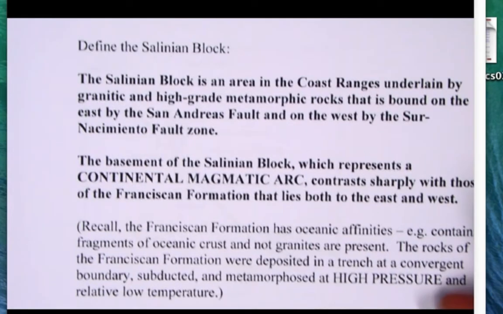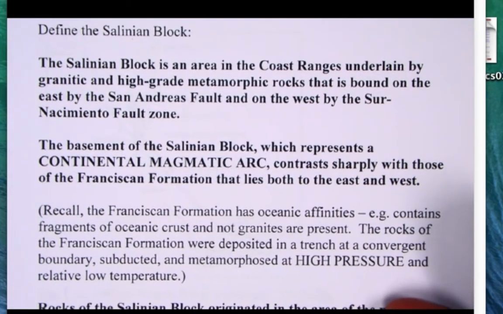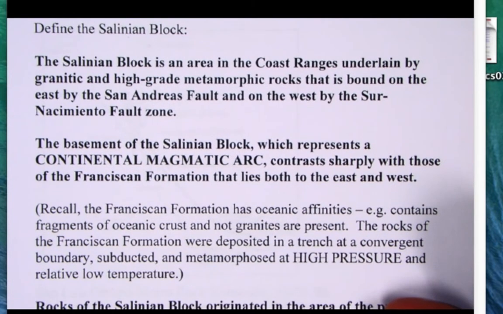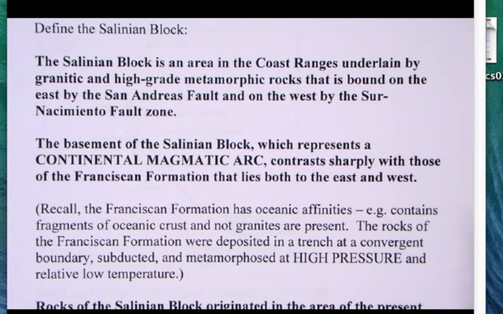Now, let's define the Salinian block, just to get a good definition here. So the Salinian block is an area in the Coast Ranges underlain by granitic and high-grade metamorphic rocks. The granitic rocks are the Salinian granites, the high-grade metamorphic rocks are the roof pendants. And so it is bound on the east by the San Andreas fault, on the west by the Sur-Nacimiento fault zone, down there in the Santa Lucia range.